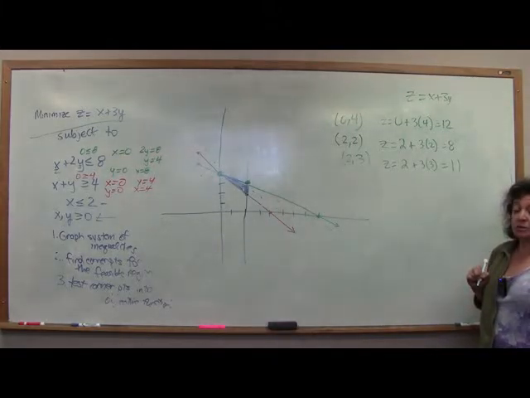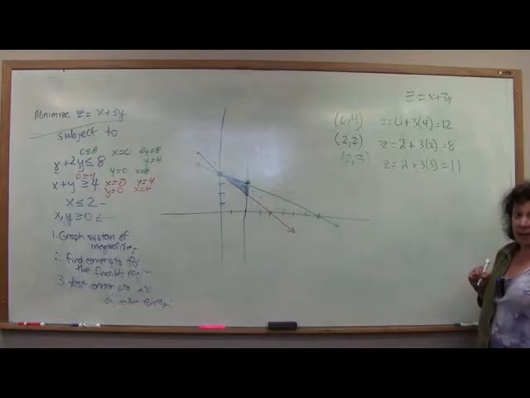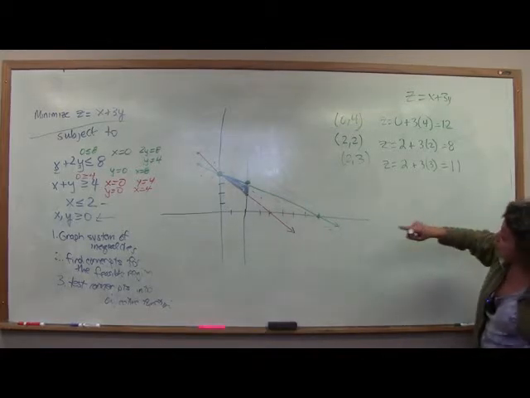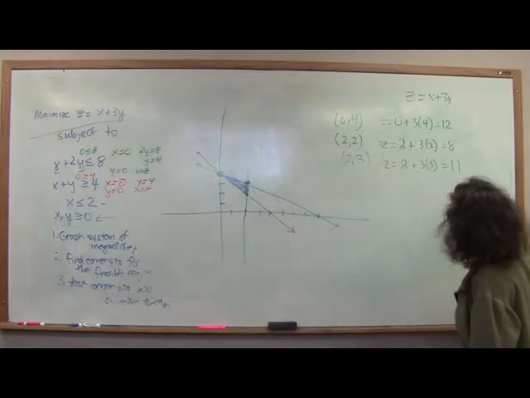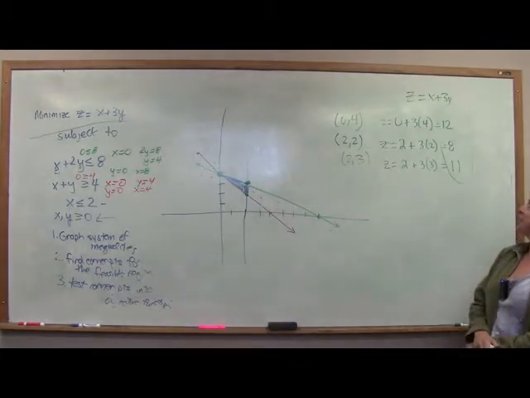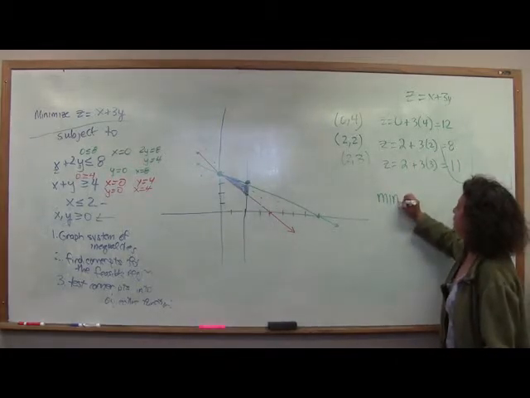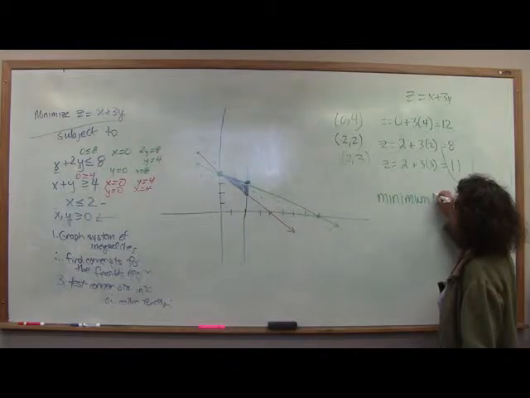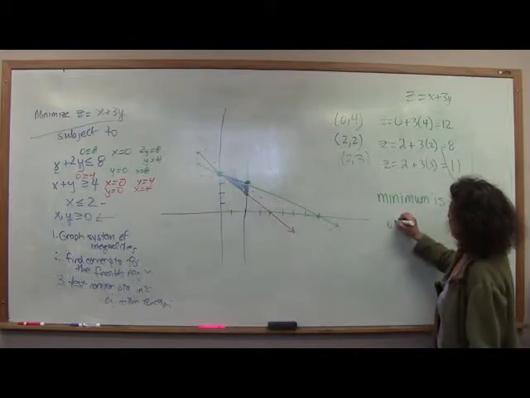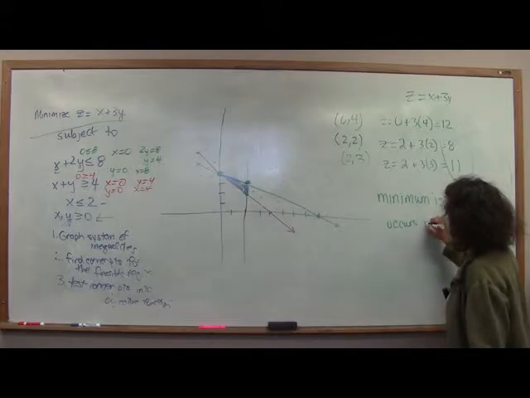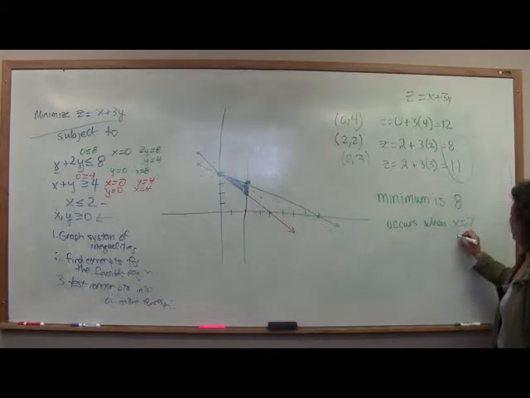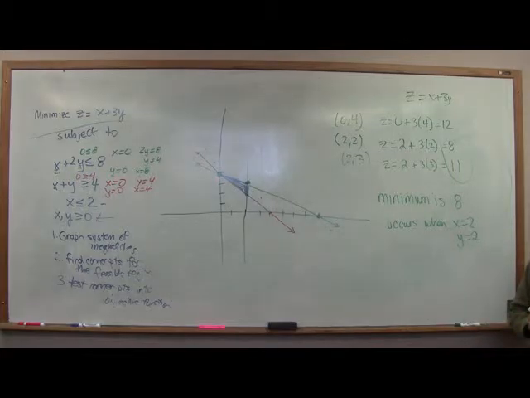All right. Now, did we want to maximize or minimize? I claim we wanted to minimize in this case. So I ask myself, which is my smallest value here? I think you'll agree that it's 8. So what I would say is that my minimum is 8. And in case you're interested, it occurs when x is 2 and y is 2. Pretty cute, huh? All right, how about we go through one more example of this?